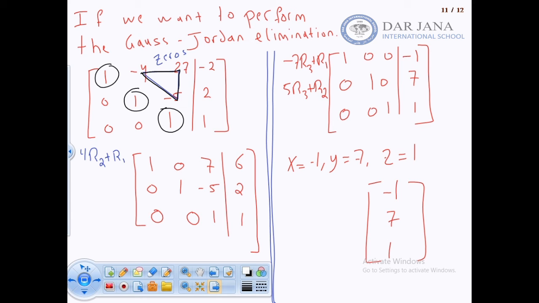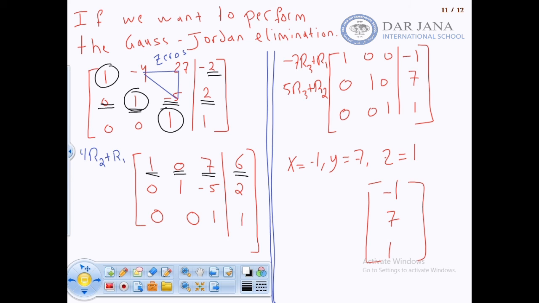So what do I do? Sorry for that. I will multiply R2 by 4. Look at R2. I will multiply it by 4 and add it to R1. Because 4 times 0 is 0 plus 1, it will not change. 4 times 1 is 4, add it to negative 4, it will become 0. 4 times negative 5 is negative 20 plus 27, I will get 7. 4 times 2 is 8 plus negative 2, I will get 6. So this is the operation.